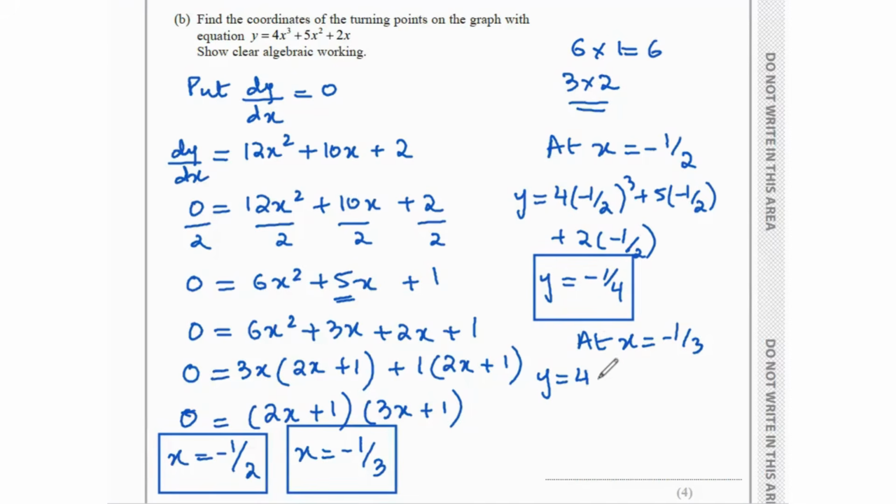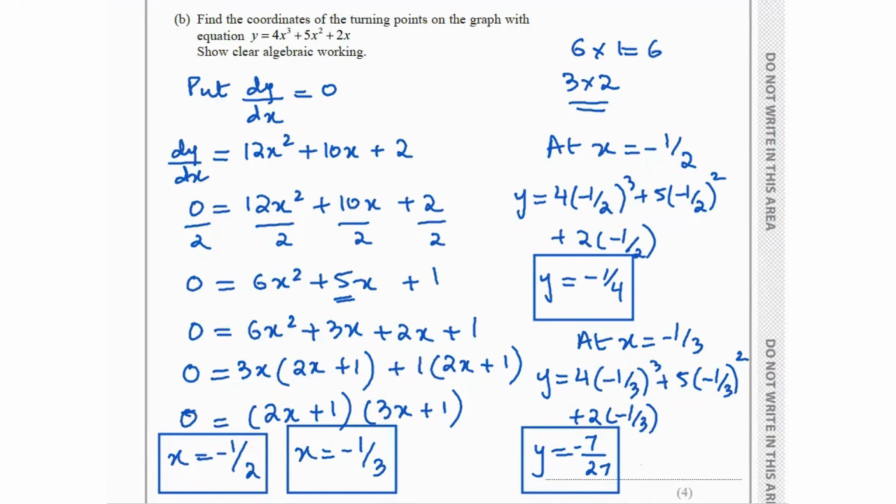So y is 4 times (negative 1/3) cubed plus 5 times negative 1/3, squared plus 2 times negative 1/3. That gives us a value of negative 7 over 27. So this is your coordinate for the turning point.